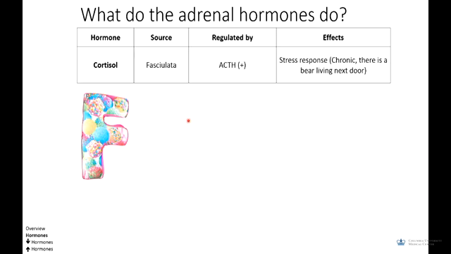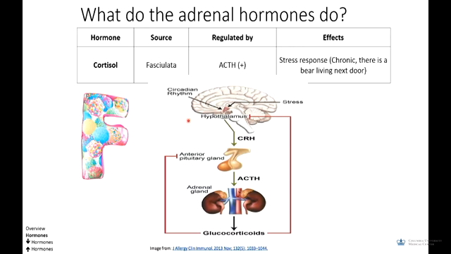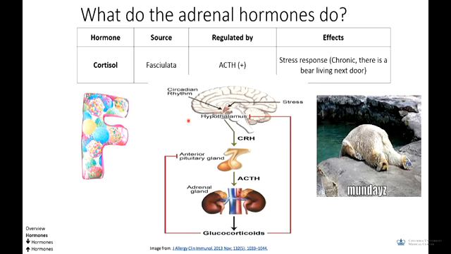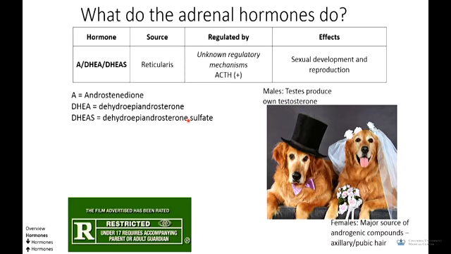So the fasciculata gives you cortisol. This is regulated by ACTH. It's got this entire HPA axis feedback thing. And their biggest effects, you can think about it as though you've got this chronic stressor next door. So you have this bear that's living next door, and your body is trying to deal with that. So you're trying to save all of your glucose. You're trying to deal with the fact that you have this bear that you're not really super happy about. The reticularis, this is all of these sex hormones.